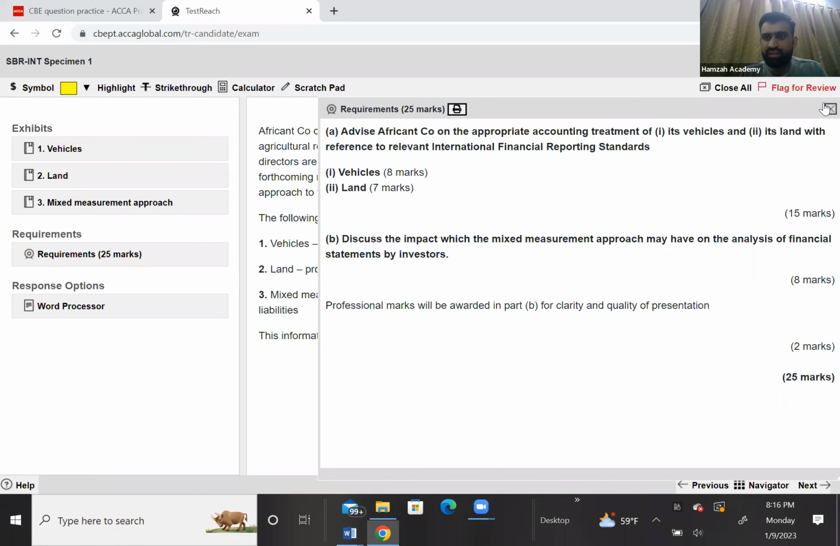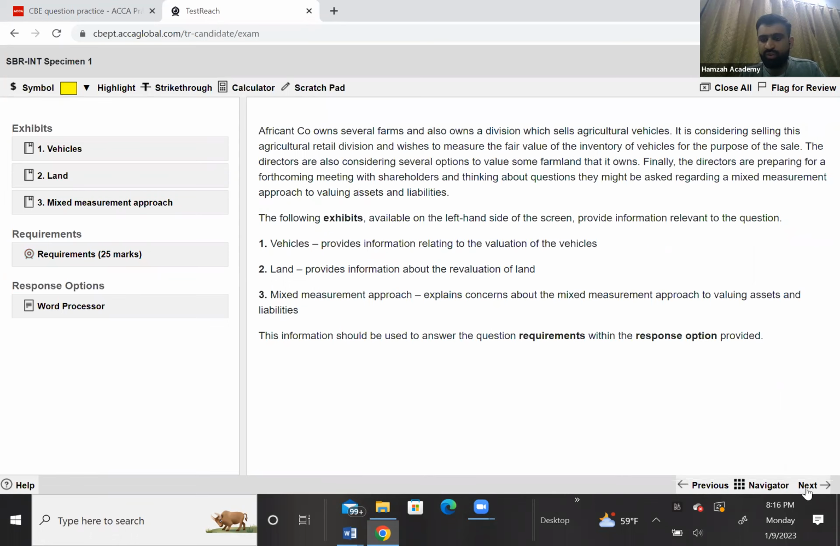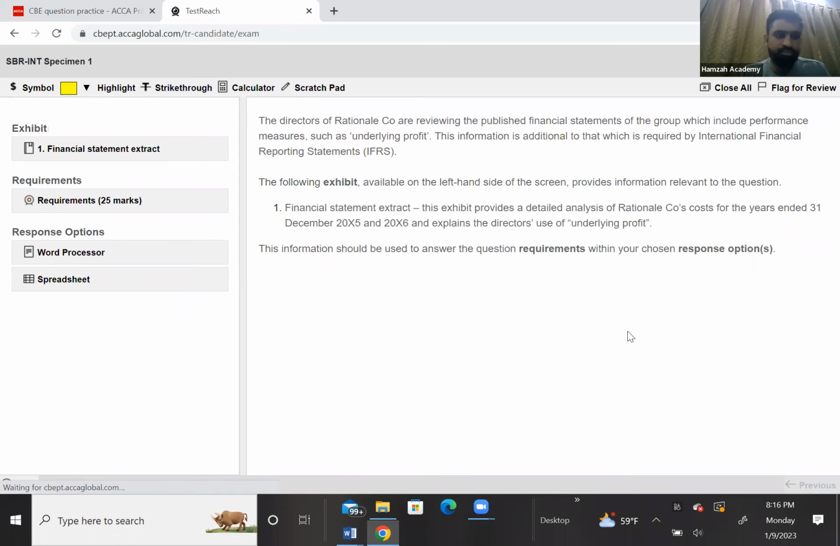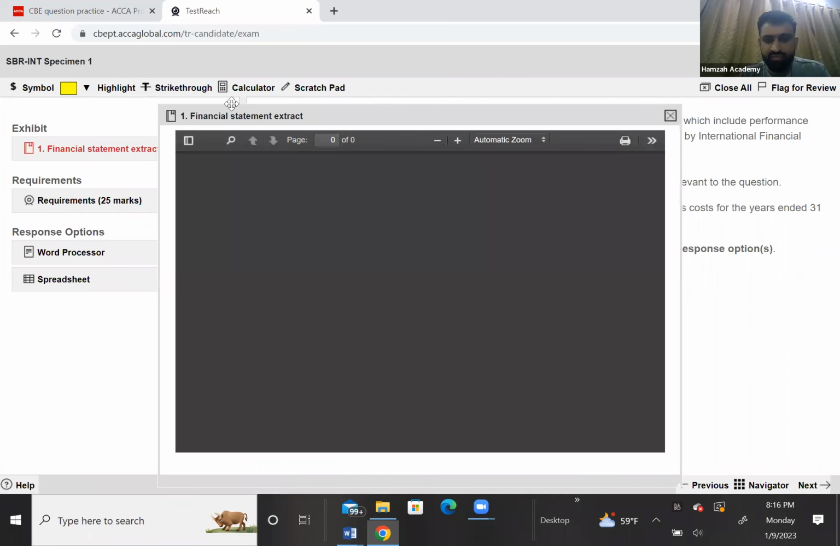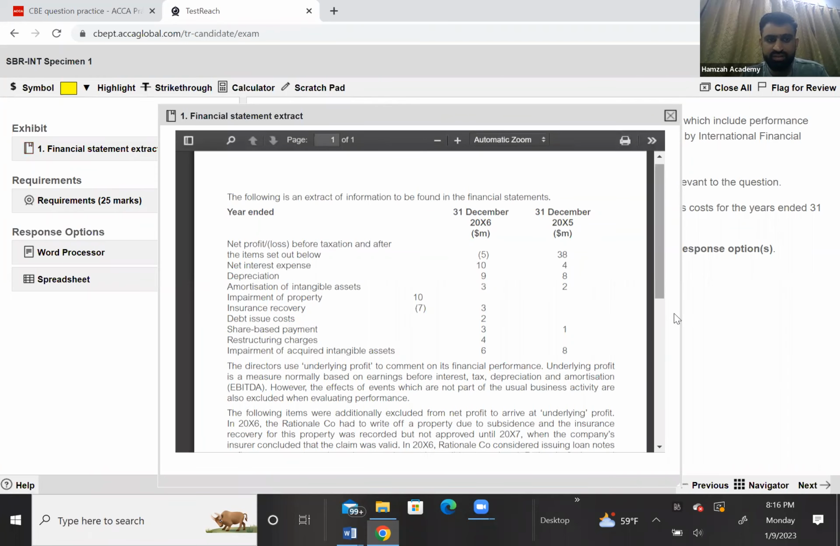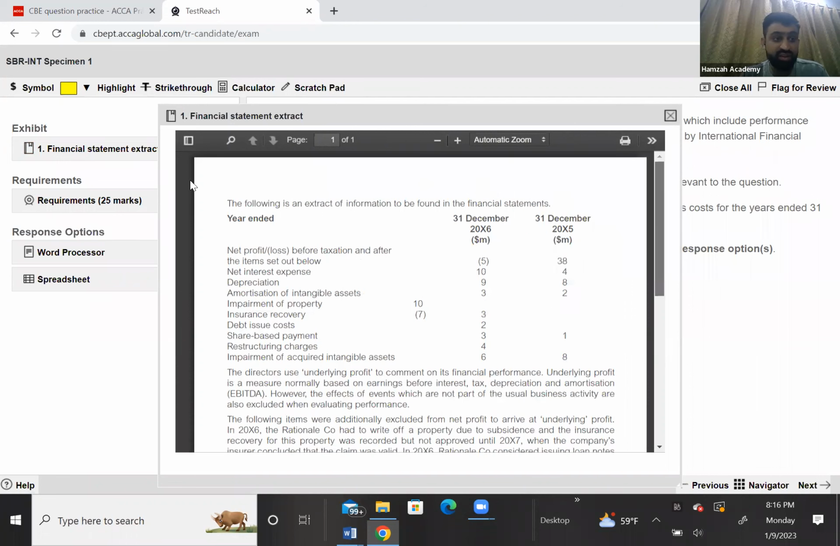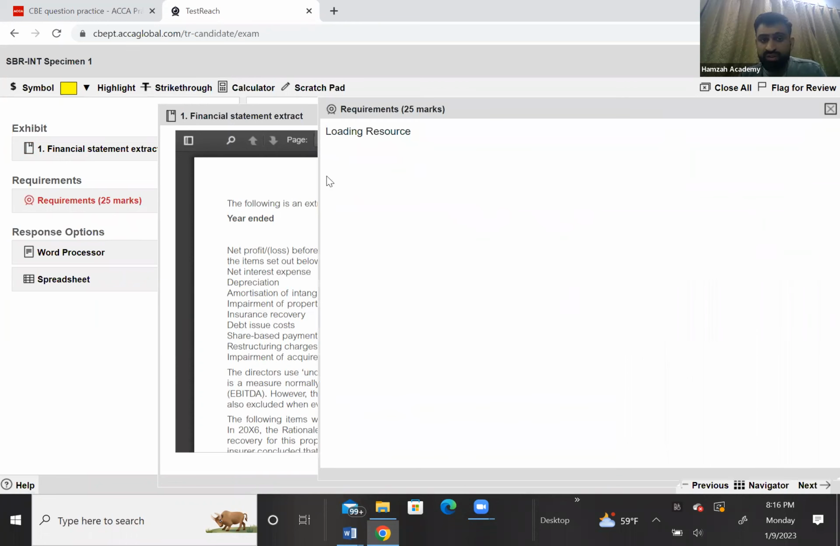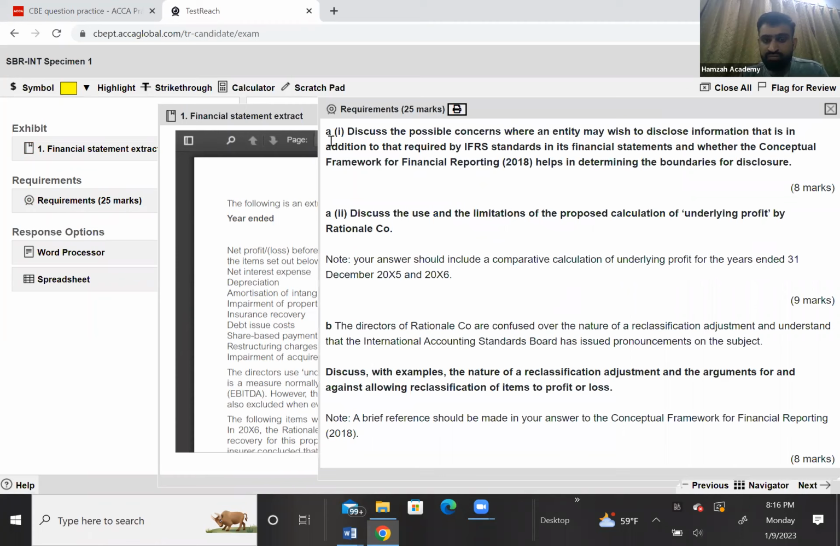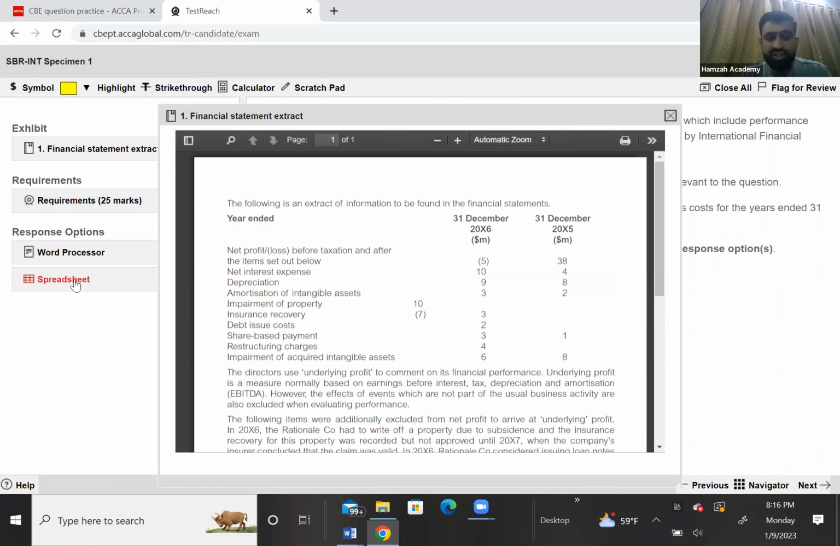And after that, you have question number 4. And in question number 4, again, exhibit. There is only one exhibit. Question is given. Then you have requirements, and you have 3 to 4 requirements of this question. And again, in this question, you have 2 response options: word processor and spreadsheet.